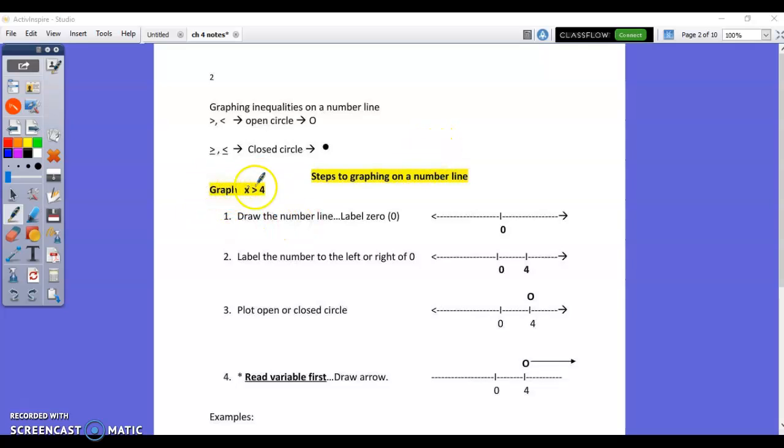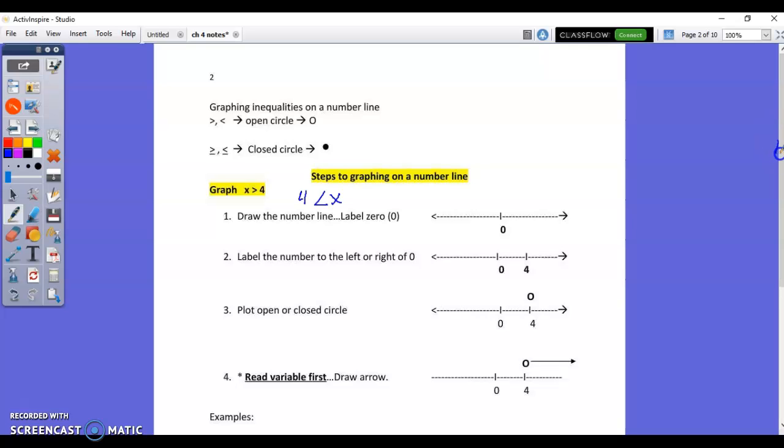All right, so here would be the steps for graphing x is greater than 4. And remember, we always read the variable first. So if this was written like this, x is greater than 4, these are the same thing. But we need to be able to read the variable first. When we are graphing, it's going to help you out.